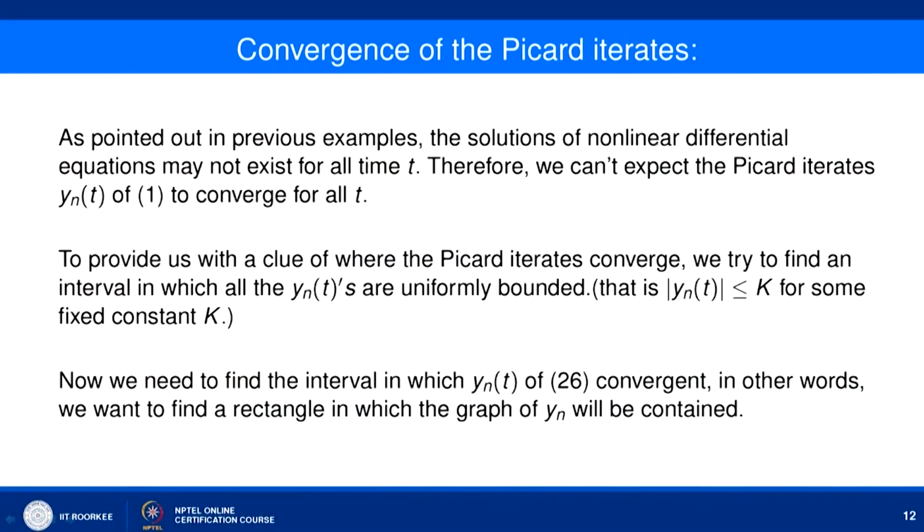Once the first process is done, we are able to construct the sequence which we are trying to prove will converge to the solution of the integral equation. As pointed out in a previous example, the solution of a nonlinear differential equation may not exist for all time t. Therefore, we cannot expect the Picard iteration y_n(t) to converge for all t, because we have already seen this example.